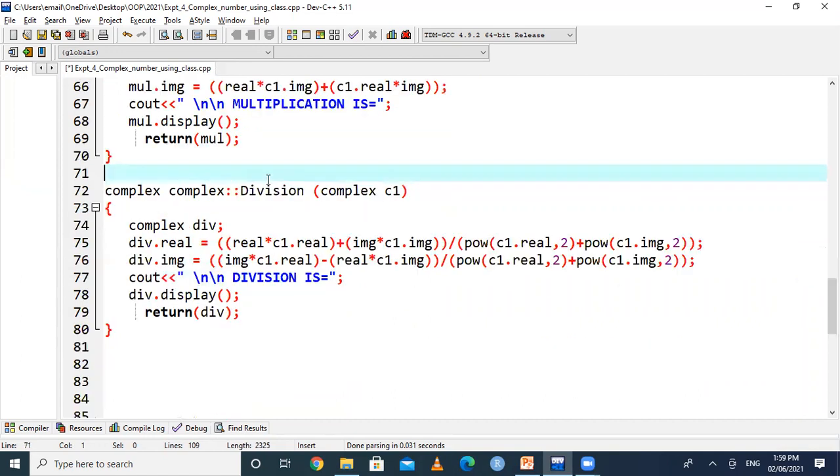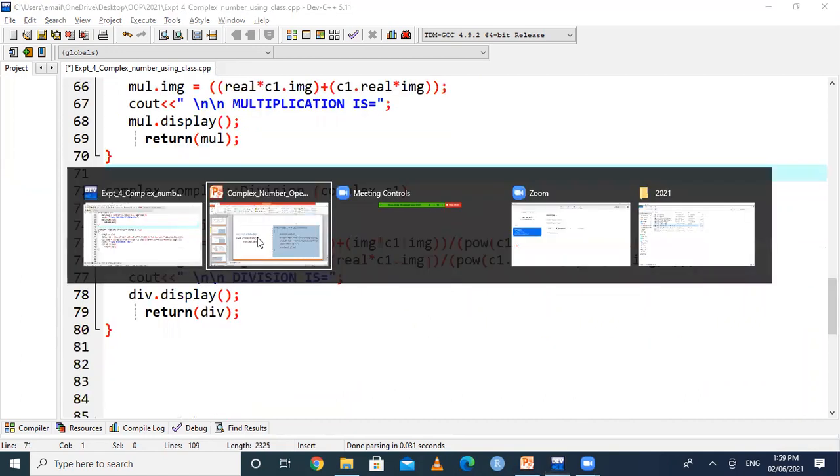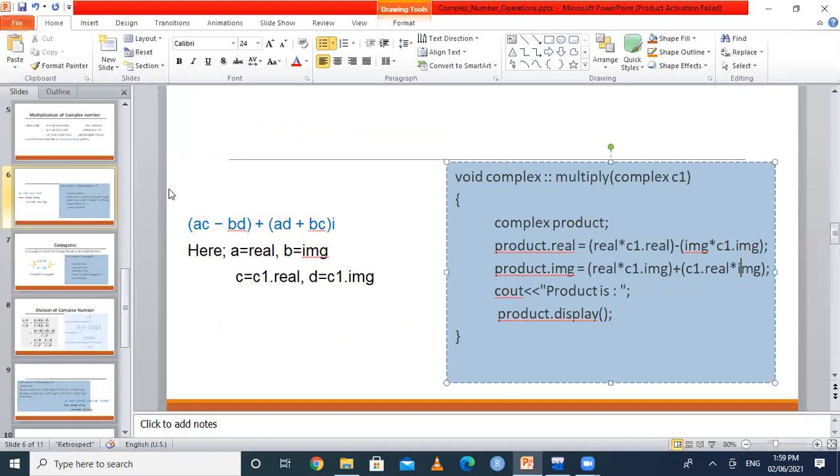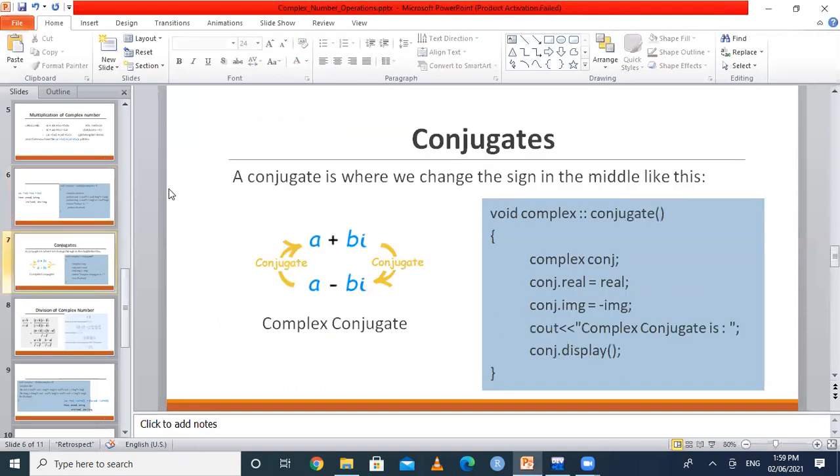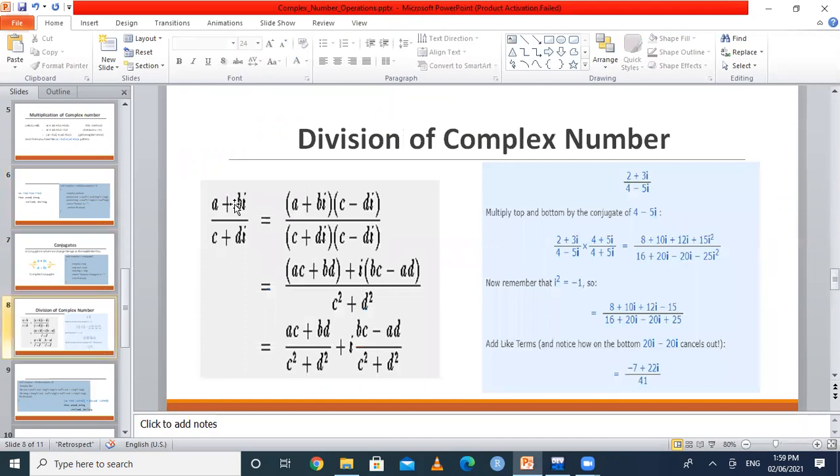And similarly, we have to go for division. But whenever we are going for division of two complex number, then there is a process like this. Suppose we want to go for division of two complex number. Here two complex number are A plus BI and C plus DI. So for this division, we are multiplying the denominator and numerator by the complex conjugate of this denominator. Denominator here will contain C plus DI. So the complex conjugate of that is C minus DI.